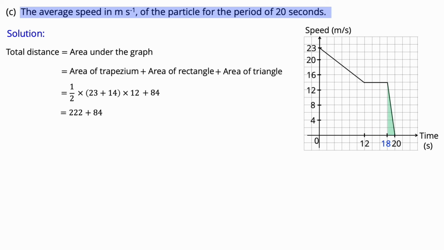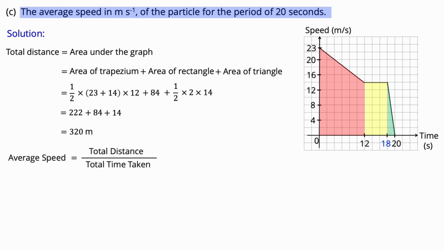And the area of the triangle is 1 over 2 times base times height. With the base of 2, 20 minus 18 equals 2. And the height of 14. Area of triangle 1 over 2 times 2 times 14 equals 14. The total distance traveled, 222 plus 84 plus 14, equals 320 meters. To calculate the average speed, total distance divided by total time. 320 divided by 20 equals 16 meters per second.